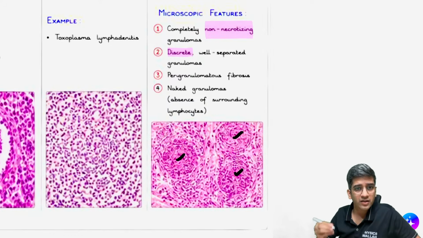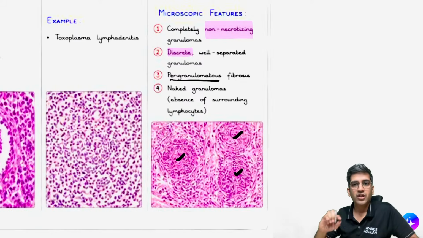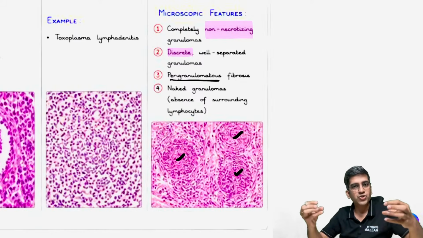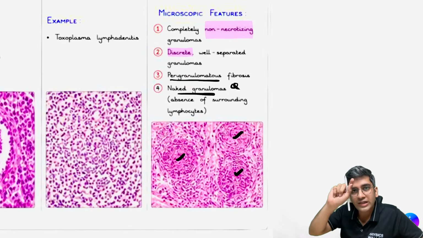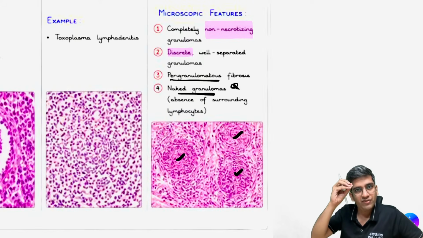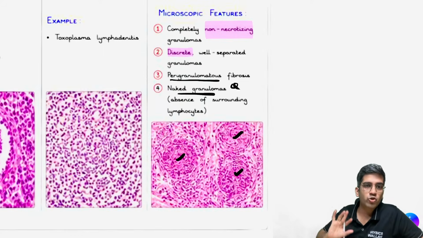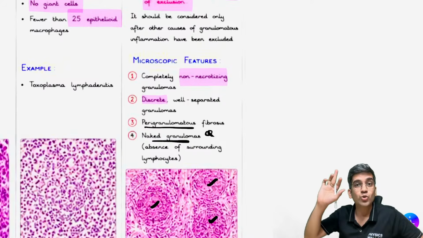Why are they separate? The second word has the answer. Perigranulomatous will have fibrosis. They'll have fibrosis around every granuloma, so they don't unite, right? And they are naked granulomas. This can come in a viva. They don't have surrounding inflammatory cells, the lymphocytes. They'll have epithelial cells, they'll have giant cells, but surrounding lymphocyte cuffing will not be there, so they are called naked granuloma. Again, all this once I rule out everything.